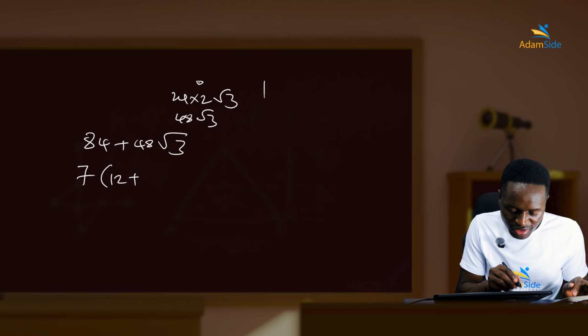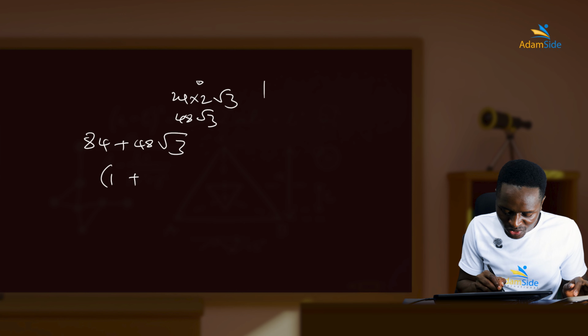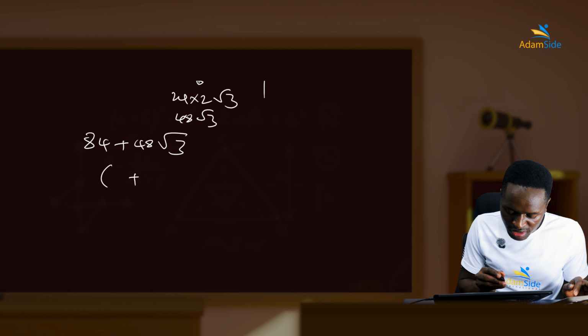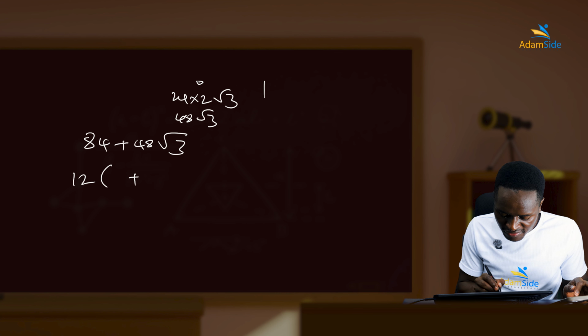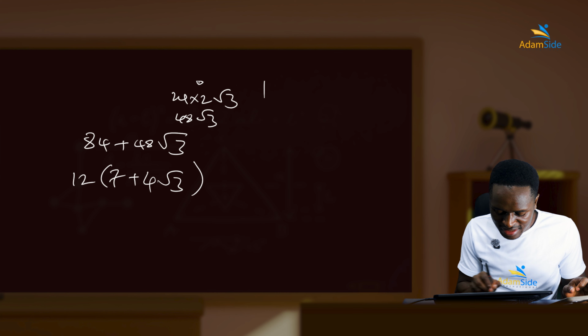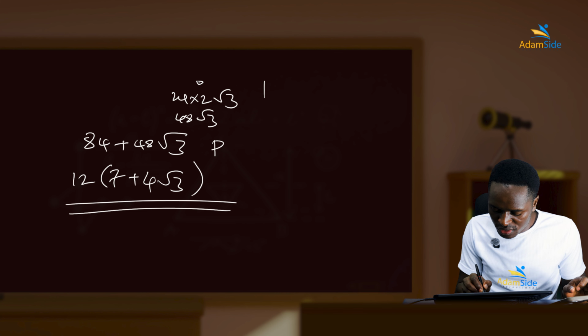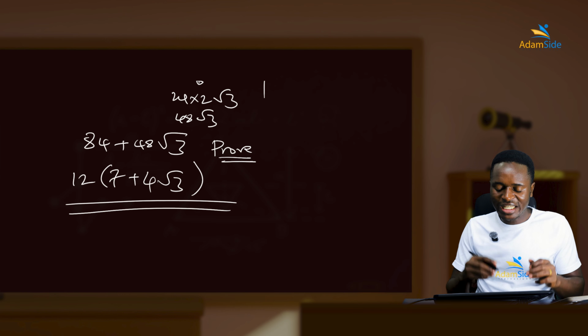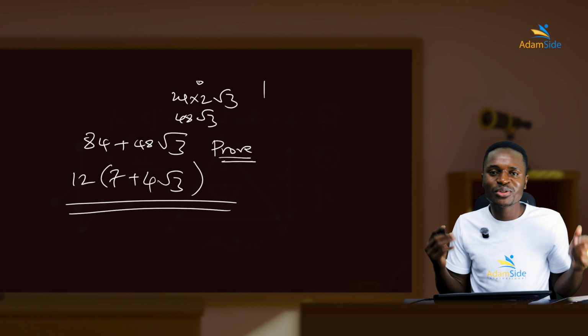Remember you have 84 plus 48 root 3. The common factor here is 12. 12 divides both of them. 12 divides 84, 7 times. 12 divides 48, 4 times. And this is how you prove. We are proving by showing what we do. That's what you do, champion.